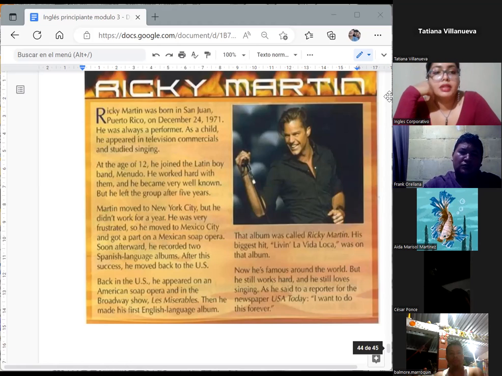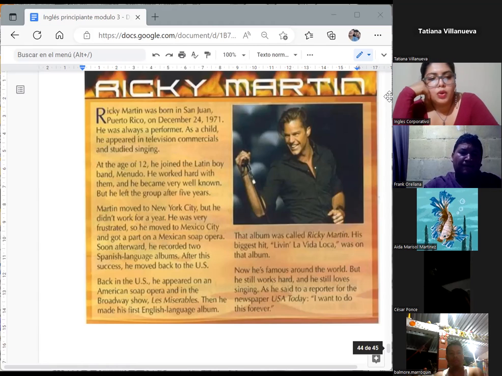So, Ricky Martin was born in San Juan, Puerto Rico on December 24, 1971. He was always a performer. As a child, he appeared in television commercials and studied singing. At the age of 12, he joined the Latin boy band Menudo. He worked hard with them and he became very well known, but he left the group after 5 years. Martin moved to New York City, but he didn't work for a year. He was very frustrated, so he moved to Mexico City and got a part in a Mexican soap opera.